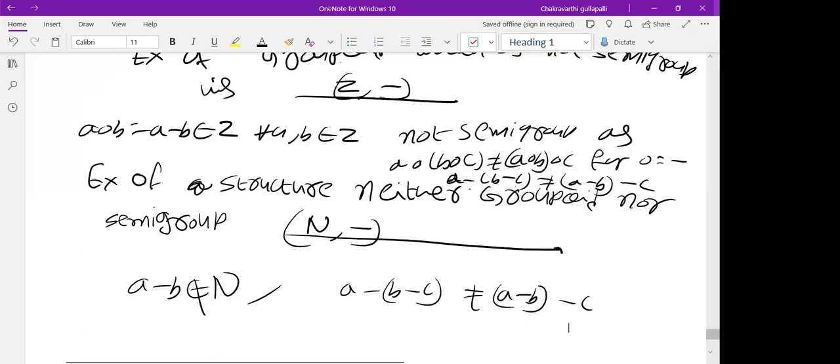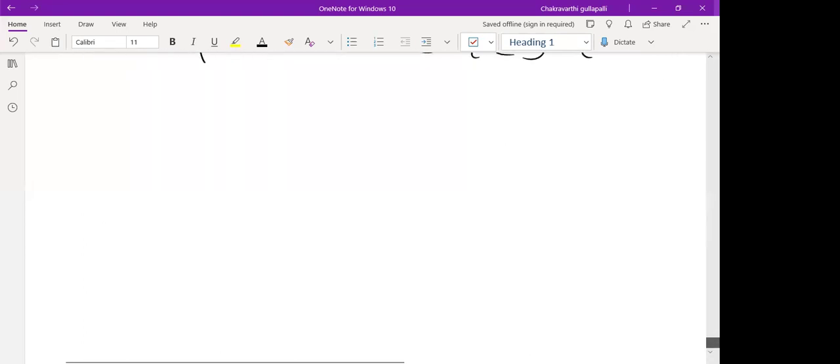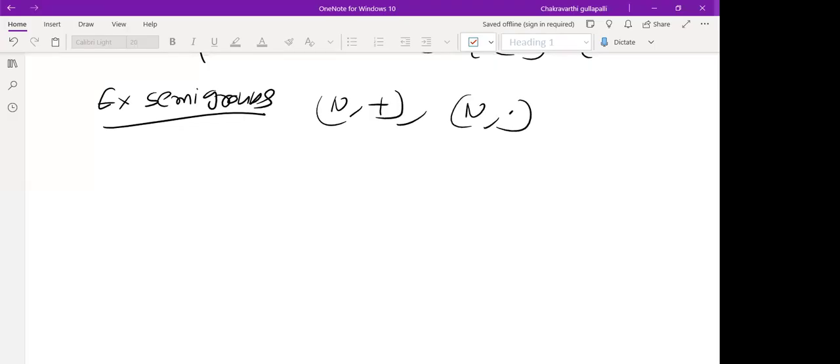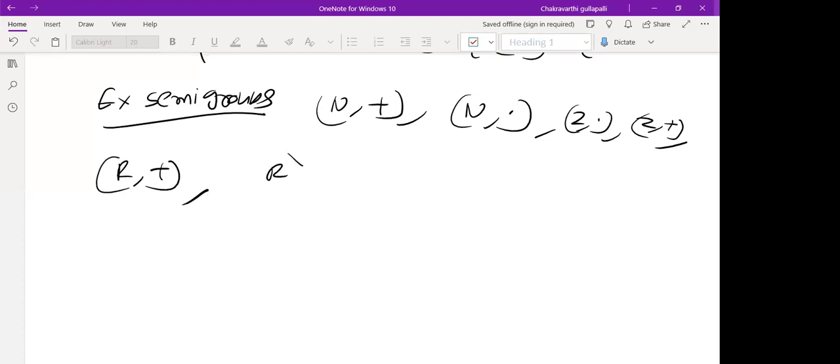Learn these examples. Next one, let us go for monoid. What are the examples of semi-groups? So N comma plus, same set. With minus it is not a semi-group, with plus it is a semi-group. Same N with respect to dot it is a semi-group, because dot is associative and A dot B belongs to N. Z comma dot, Z comma plus, etc. And R comma plus, R star comma dot. R star means removing 0, R means including 0. They are all semi-groups as well as groupoids.